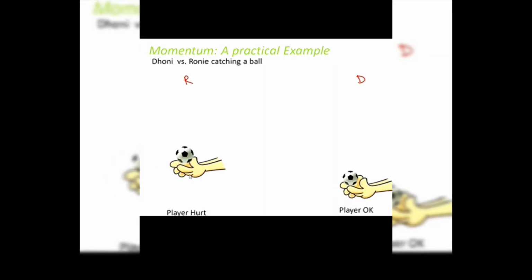So in the first case, change in momentum is more because the ball is moving with some velocity v and the hand is stationary, that is v is equal to 0. But in the second case, the ball is moving with some velocity v, the hand is also moving with some velocity, say v dash. So the change in momentum here is less. As a result, lesser force is required to stop the ball and therefore the hand is not hurt.